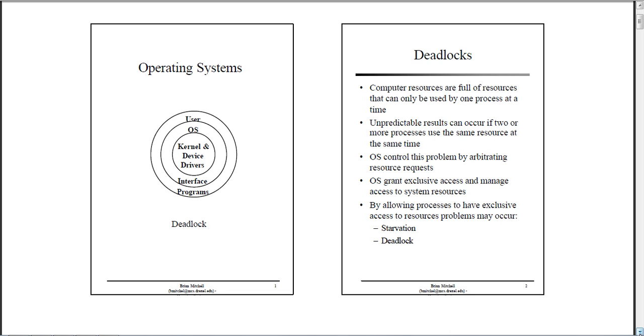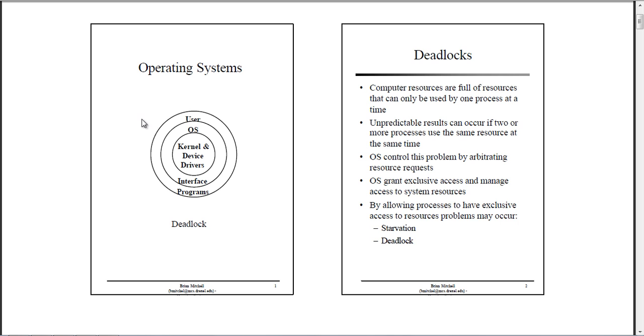So let's start. Deadlocks. Computer systems are full of resources that can only be used by one process at a time. Unpredictable results can occur if two or more processes use the same resource at the same time. The OS controls this problem by arbitrating resource requests. The OS grants exclusive access and manages access to system resources. By allowing processes to have exclusive access to resources, problems may occur: starvation and deadlocks.